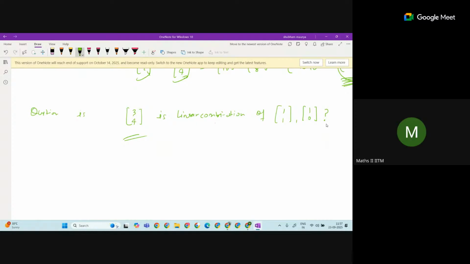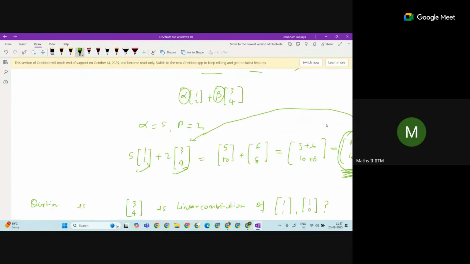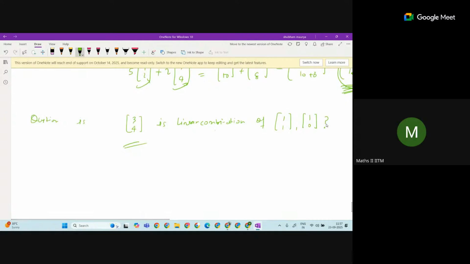Now, you understood the concept and the meaning, but the question is: how will I know that this vector is a linear combination of these two? How can I check that? This is now the question. How can you confirm this vector is a linear combination of these two?